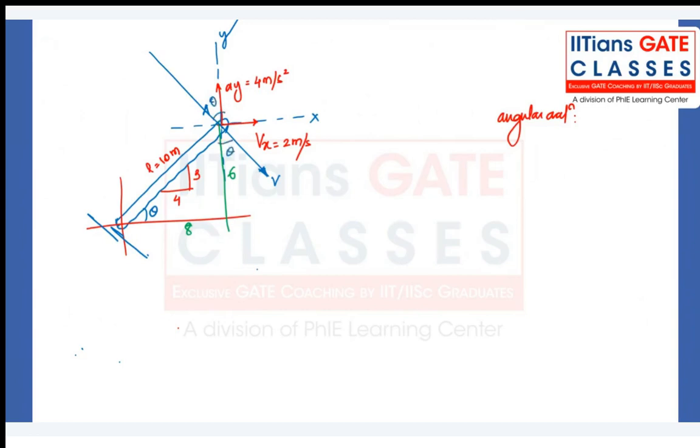So what I can say is Vx is either V sine of theta, or V cos of 90 minus theta, because if this is theta, this is 90 minus theta, right? So V cos of 90 minus theta, I hope you understood. This is 90 minus theta.